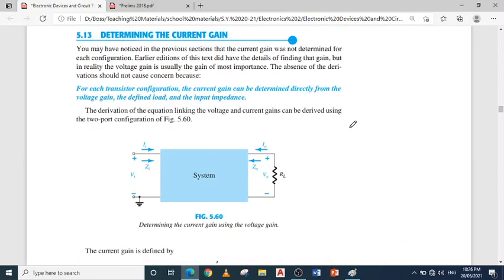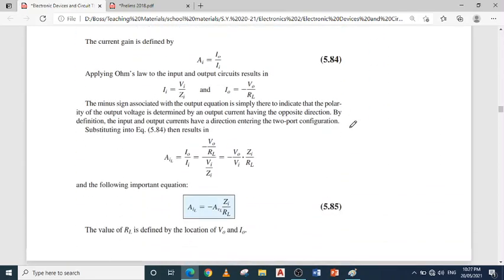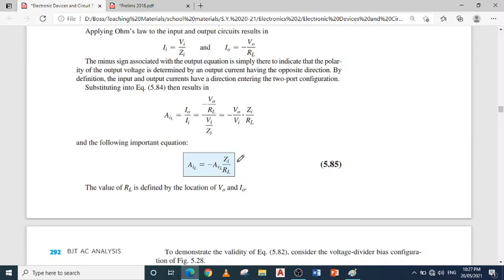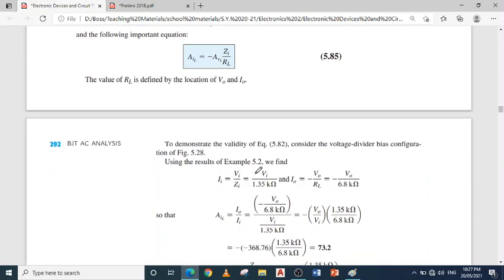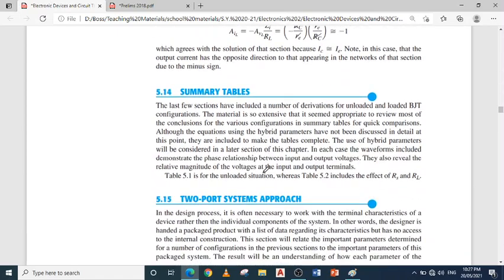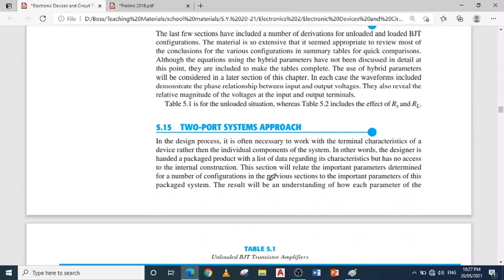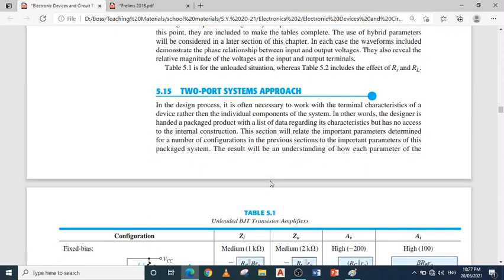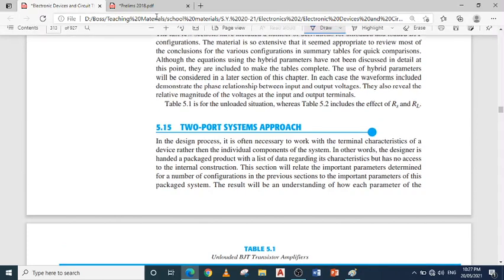Now, for the current gain, it is this. So, our AIL is negative AVL times ZI over RL. Take note of these formulas. So, AIL. Next, we go to the two-port system approach.